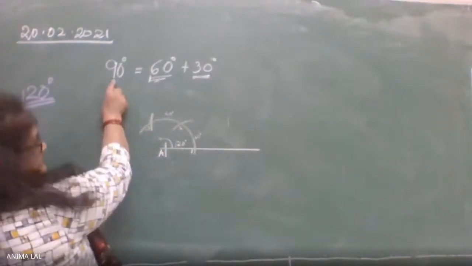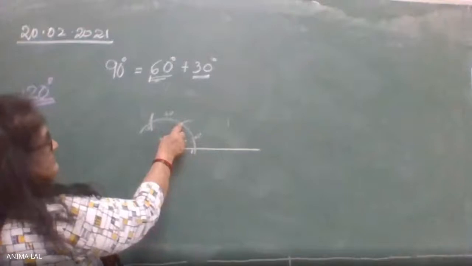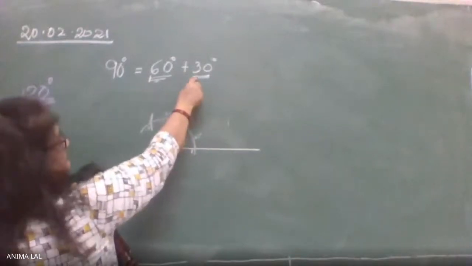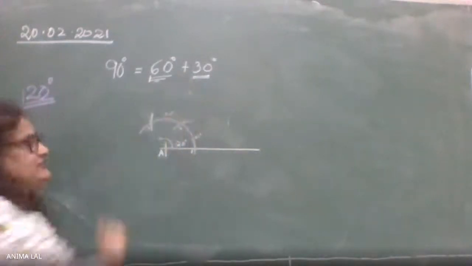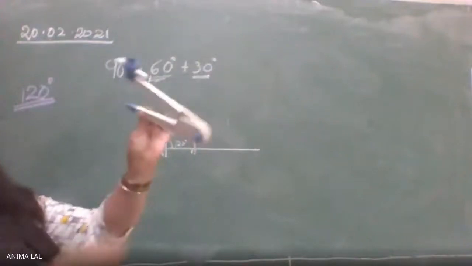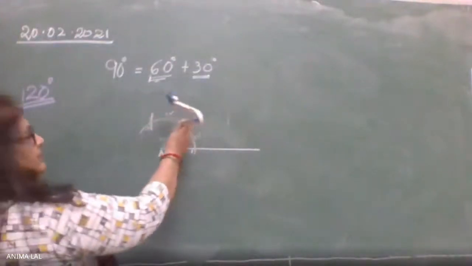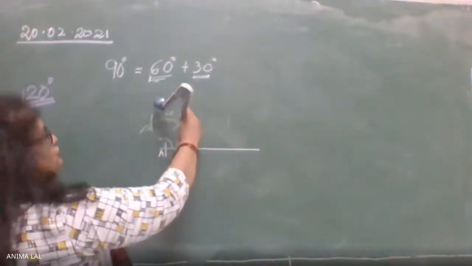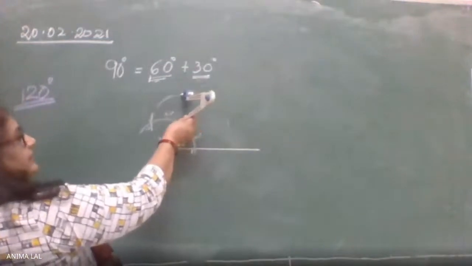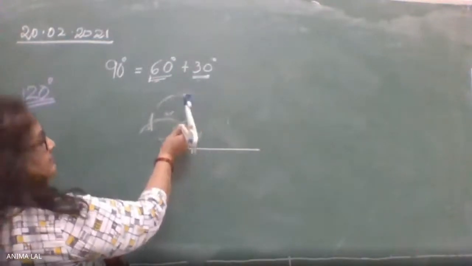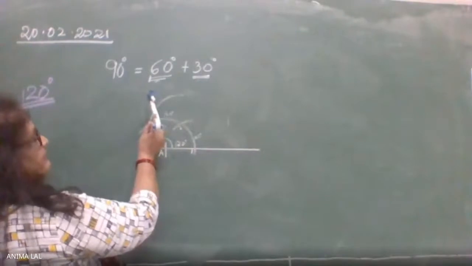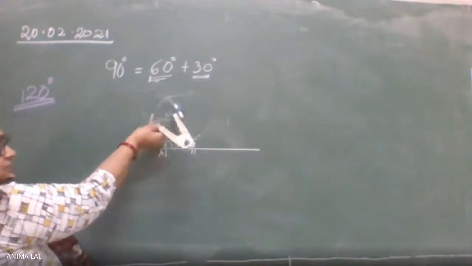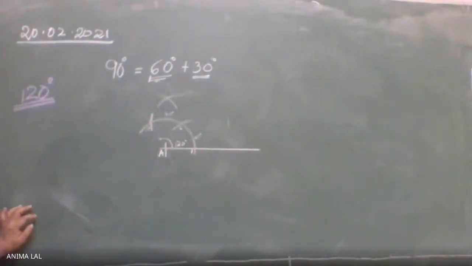To get 90, I need one whole 60 and I need 30. 30 is half of 60. Again, without changing the radius, put the compass point at 2, draw an arc above the line, above this arc. Then from 3, without changing the radius, cross the arc.